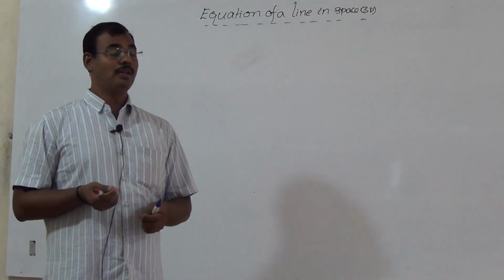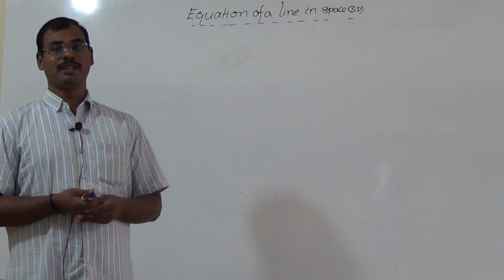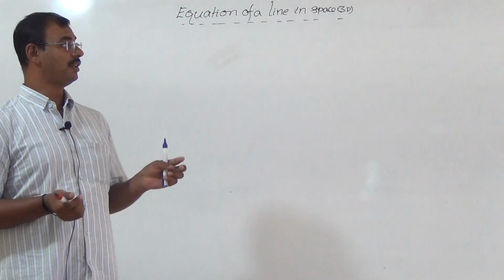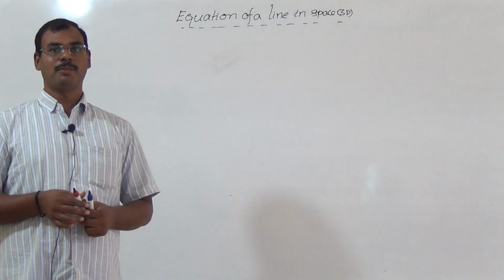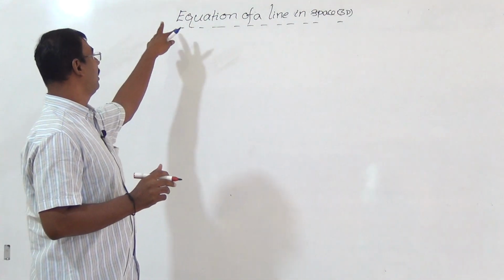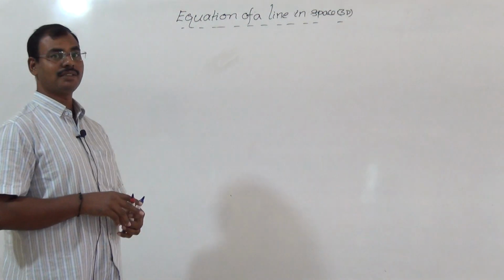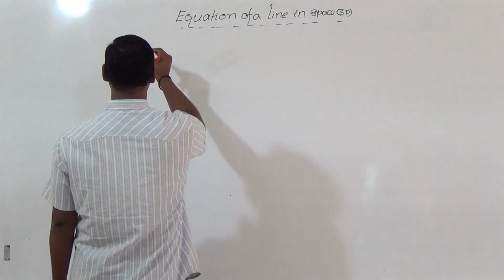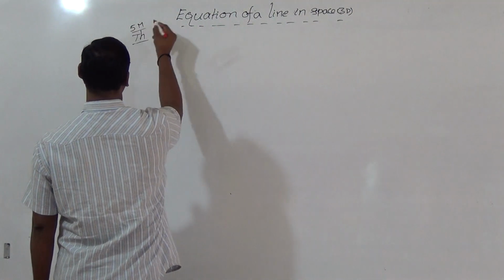Good morning. Today we are going to talk about the equation of a line in space passing through 2 points. Last video we spoke about the equation of a line passing through a point and parallel to a vector. Today's topic is to derive the equation of a line passing through 2 points in both vector and Cartesian form. This is also a very important topic for 5 marks in theory.